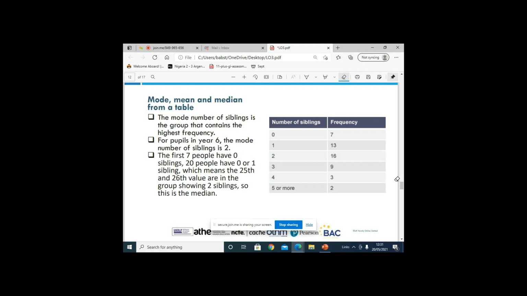What's the mode? The mode is the most common number, the highest occurring number. So what's going to be the highest occurring frequency there? It's 16, so 16 is the highest occurring number, which is the people with 2 siblings. You get it now?